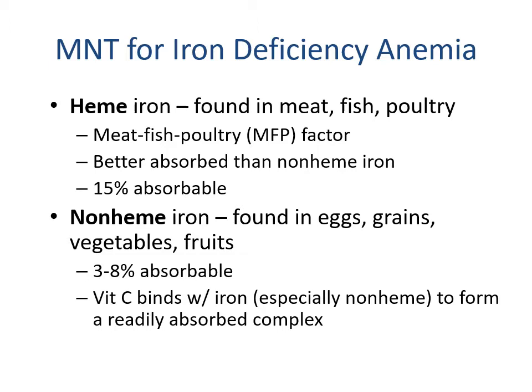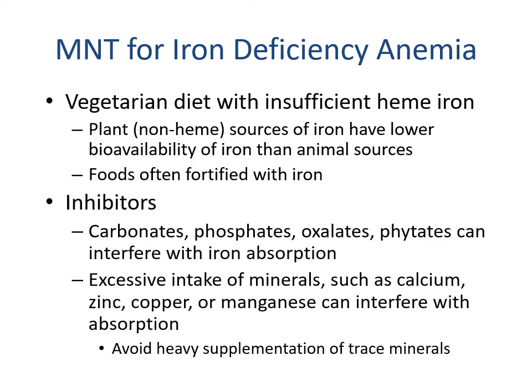And so what we do see is vitamin C binds with iron, especially these non-heme sources, to form a readily absorbed complex. So again, taking iron with an acid source, commonly recommended is orange juice, can further increase absorption. Now, vegetarian diets have insufficient heme iron because they're obviously not consuming animal flesh, so we need to consider that non-heme plant sources of iron have lower bioavailability. Foods are often fortified with iron, but we just need to make sure that our client or patient is aware of this and making appropriate choices.